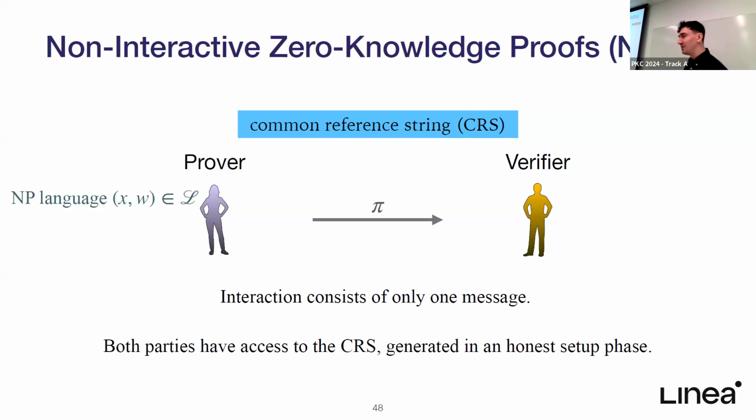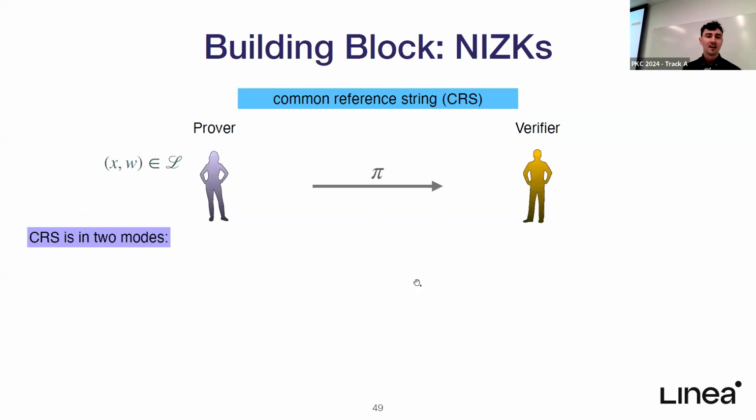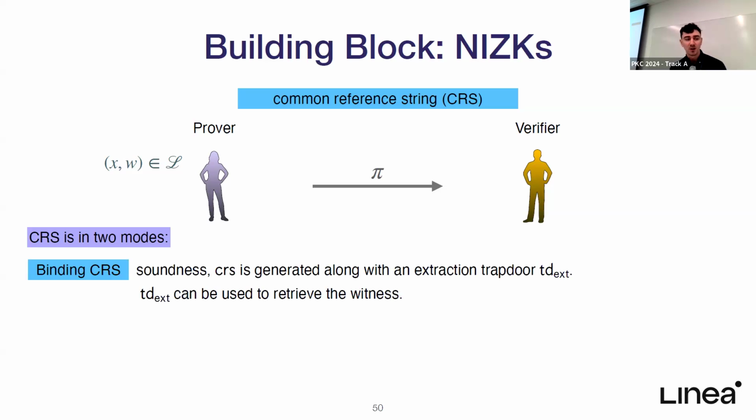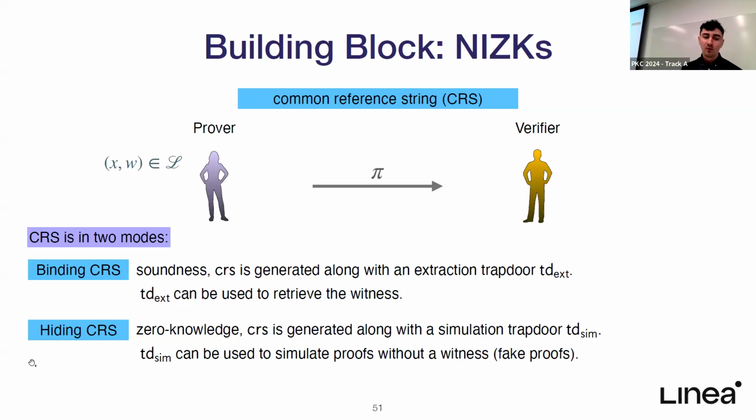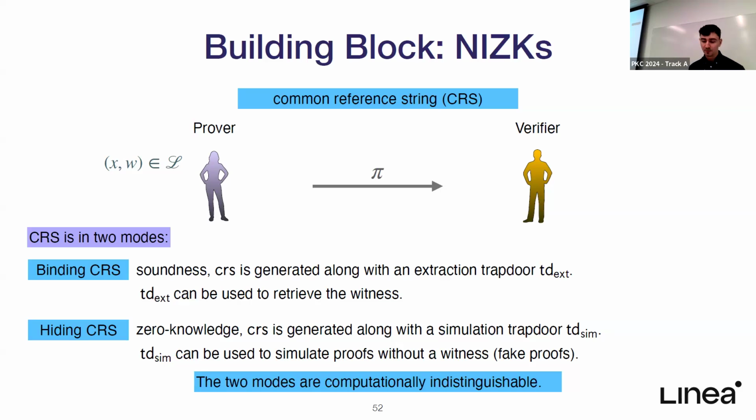So the solution is to use NISICs, non-interactive zero-knowledge proofs. Just as a quick recap, you have a common reference string, and you're proving a statement in an NP language. There is only one message, and both parties have access to the CRS. We can formalize this by saying that the CRS has two modes. You can have a binding one, in which you have soundness, so the CRS is generated along with an extraction trapdoor, and you can always extract the witness. And you can have a hiding one, where the CRS is in a simulation mode, and you can use the simulation trapdoor to generate fake proofs. The two modes are computationally indistinguishable.